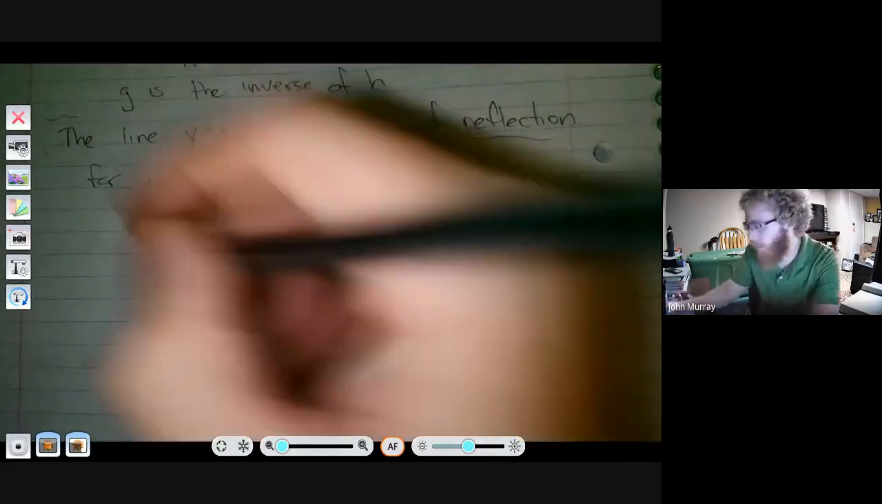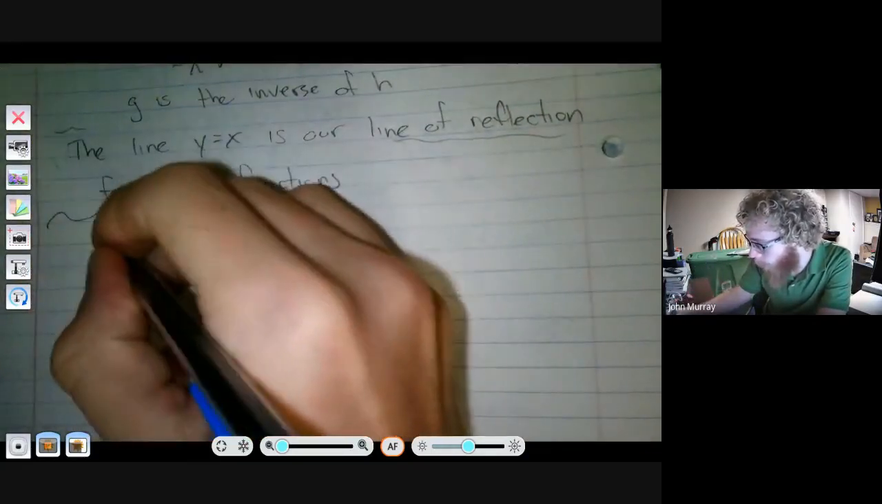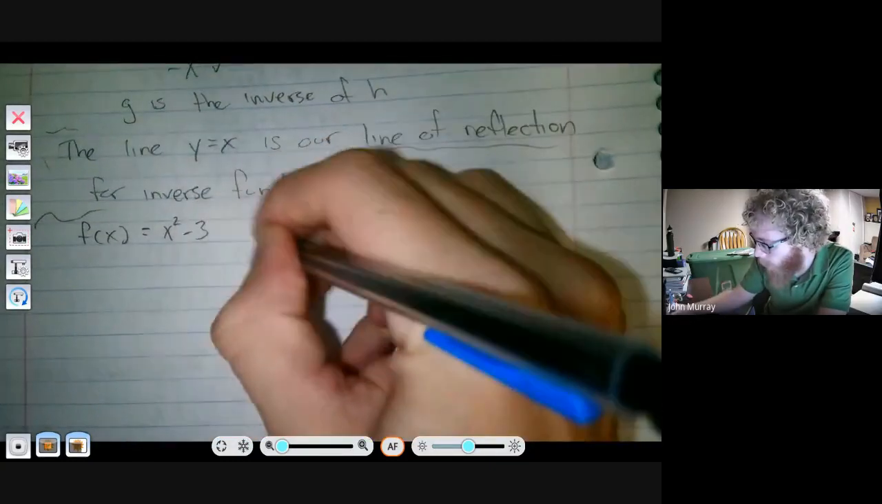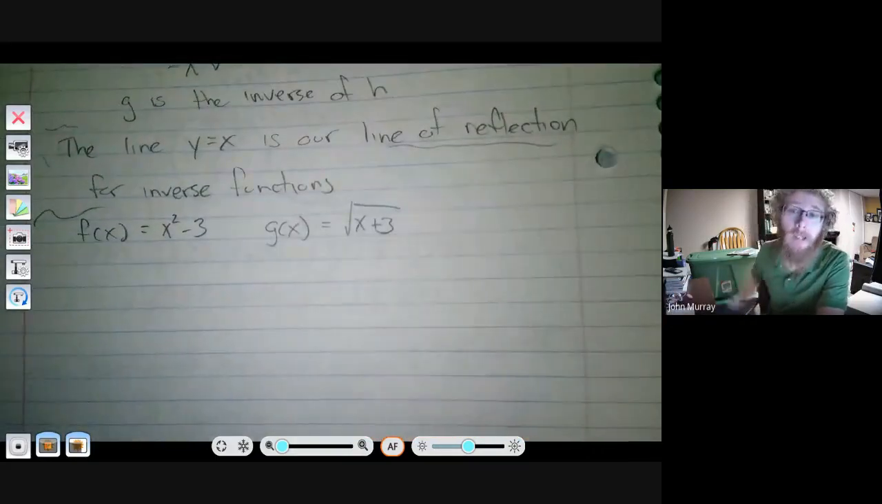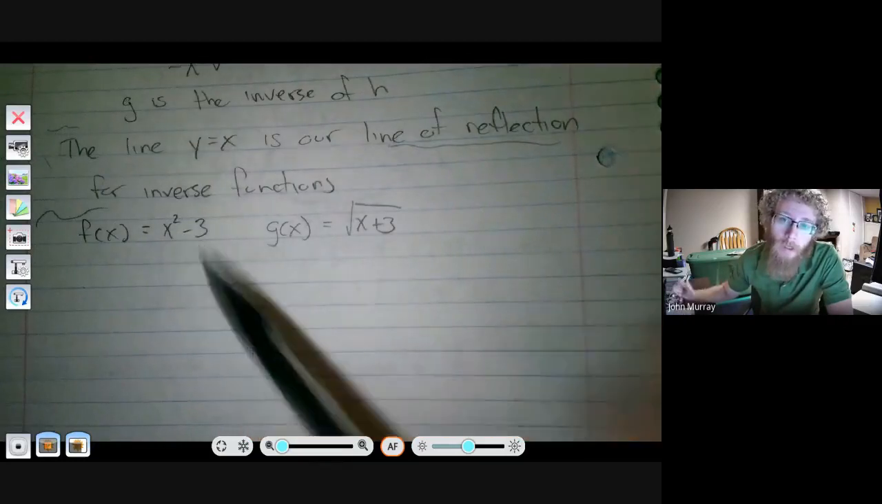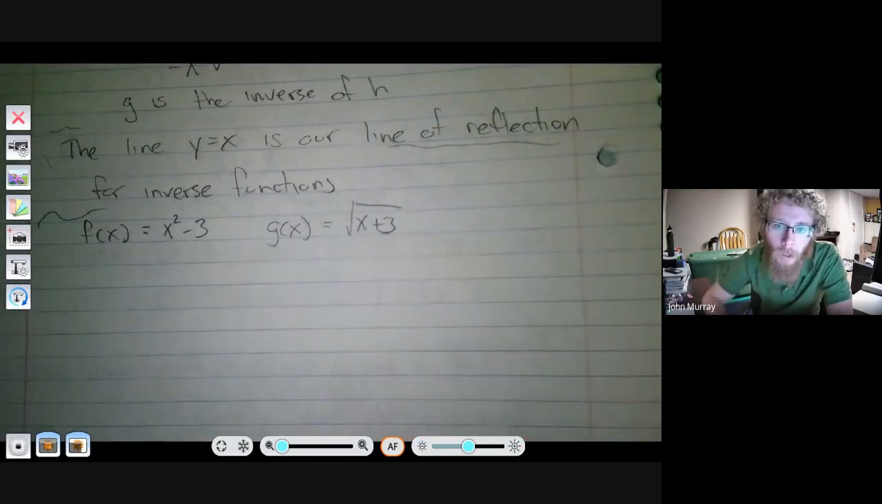All right, so for our first problem, we had our two functions, f of x is x squared minus 3, and g of x is the square root of x plus 3. One thing you could say to yourself is, first, does it look like the inverse? Well, on one, we're squaring x and then subtracting 3. On the other, we're adding 3 and then taking the square root. So far, it sounds like we're doing opposite operations, okay? But we have to check.